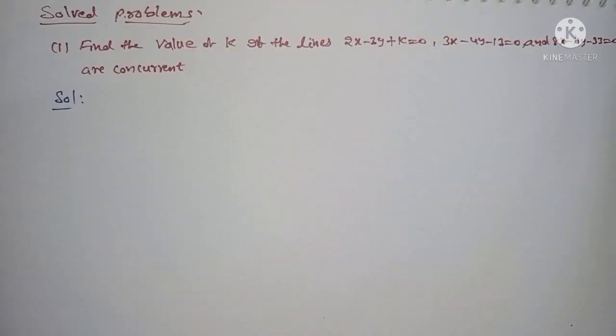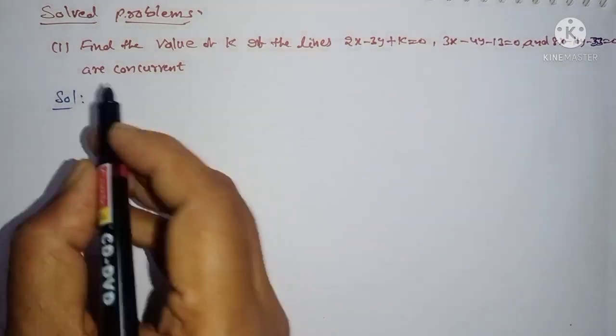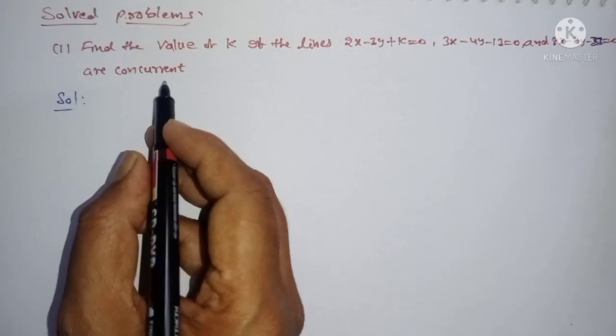Depending on the theorem, we have a solved problem given. Find the value of k if the lines 2x plus 3y plus k is equal to 0, 3x minus 4y minus 13 is equal to 0, and 8x minus 11y minus 33 is equal to 0 are concurrent.